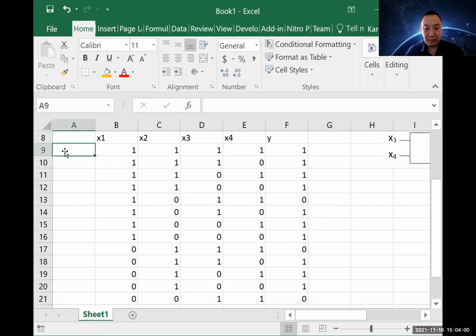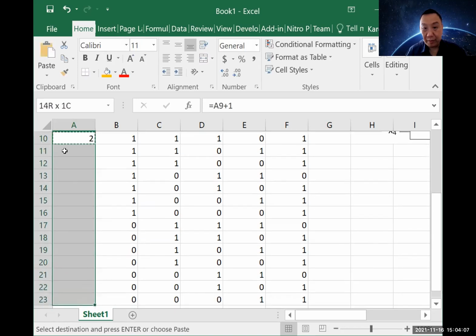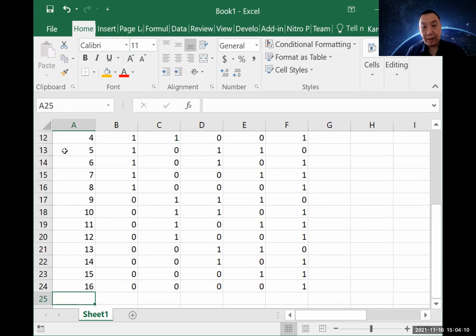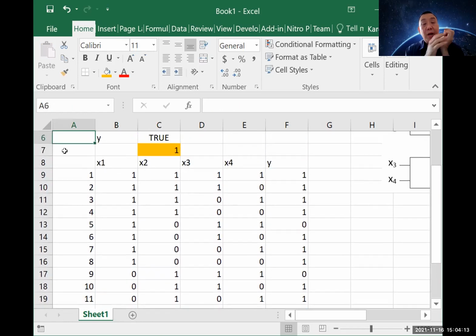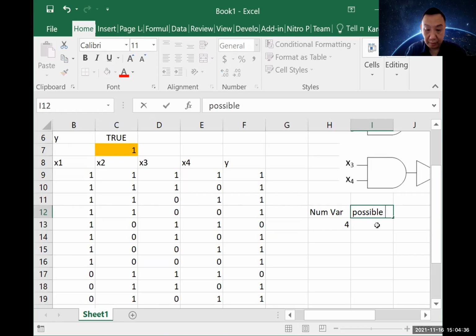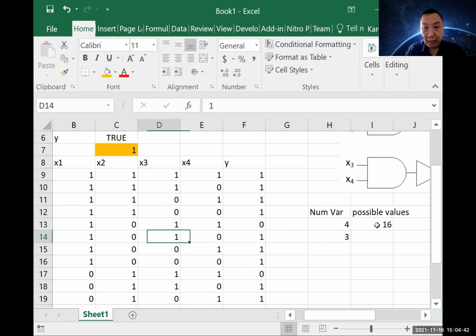How many possible values? We have 16 possible values. Why 16? Because we have 4 variables. How about if I have only 3 variables? You have 8, right? Here is the number of variables and this is the possible values. If I have 4 variables, I have 16. If I have 3 variables, I remove x1, so I have only 8.